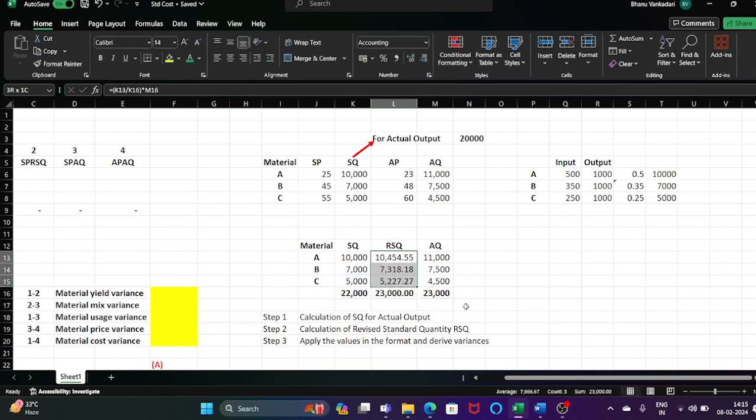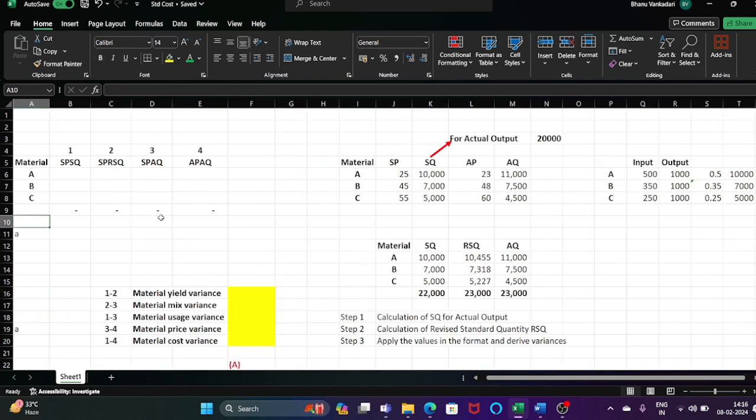Okay, this matched 23,000. So we apportion the total actual quantity in the proportion of the standard quantity proportion. This is RSQ. So step 1, standard quantity for actual output, based on the input output we calculated. Step 2, calculation of revised standard quantity. This is nothing but the total actual quantity apportioned on the basis of standard quantity proportion. This step 2 is completed. Now apply the variances in the format and derive the variances.